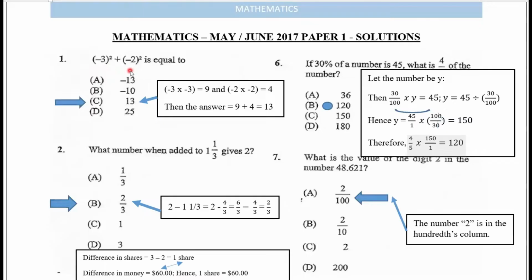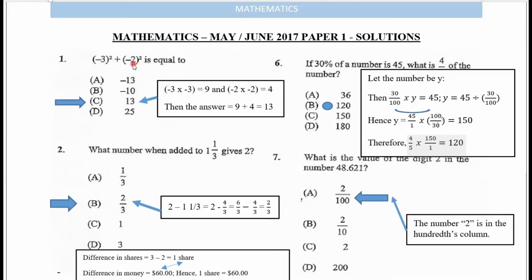Immediately we can understand that -3 squared will be -3 by -3. And as you would know, minus by minus is a plus. So it will be 3 by 3 is 9, and it will be positive 9.